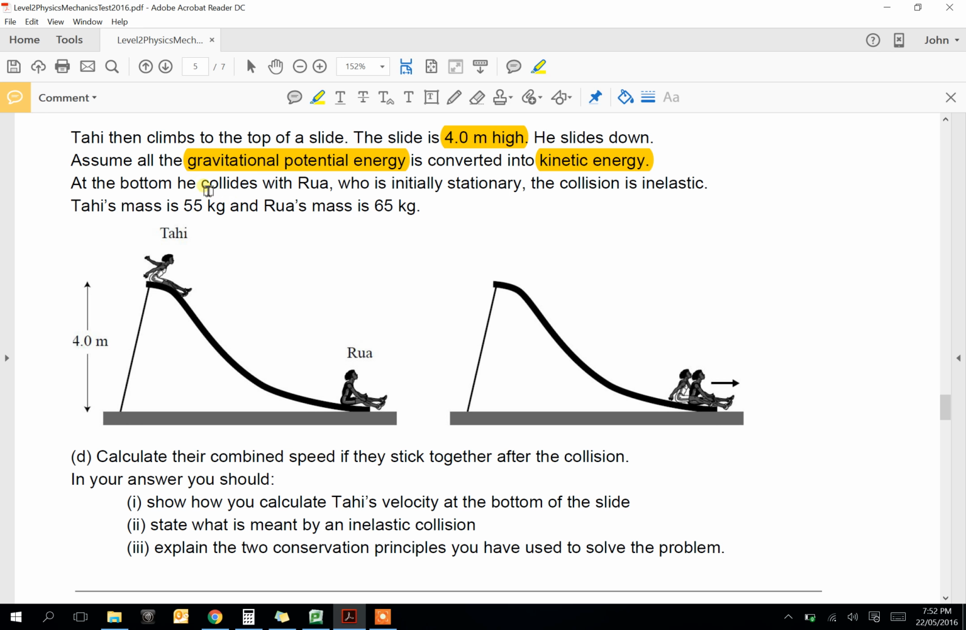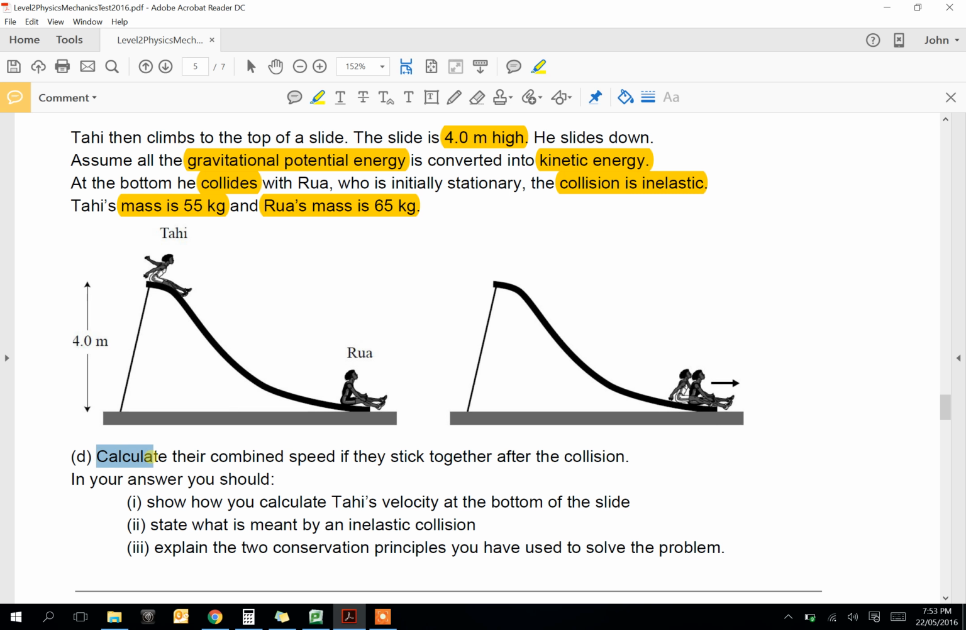At the bottom he collides. Collides is always code for momentum. So there's going to be something to do with energy in here, and there's going to be something with momentum. The collision is inelastic. So I'm probably going to need to know something about what inelastic means. And Tahi has a mass of 55, Rua has a mass of 65. Quite a lot of bits of information in there, and already I can see there's going to be lots to think about.